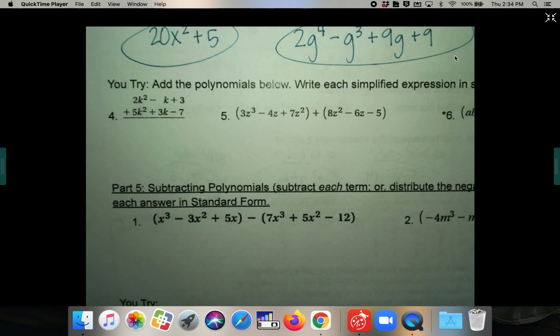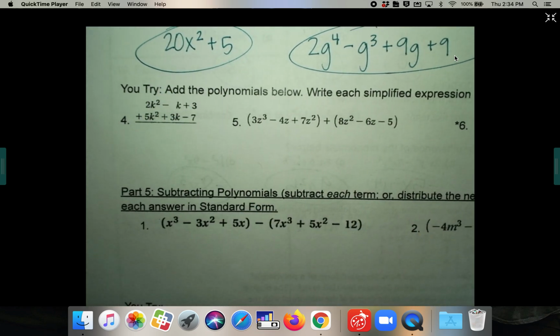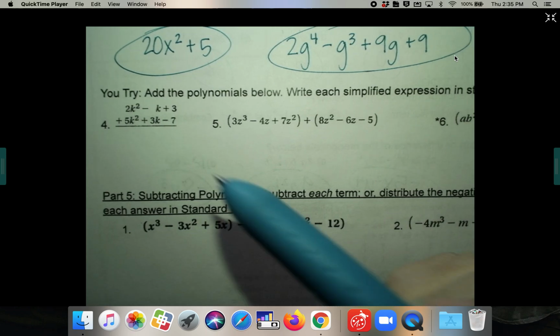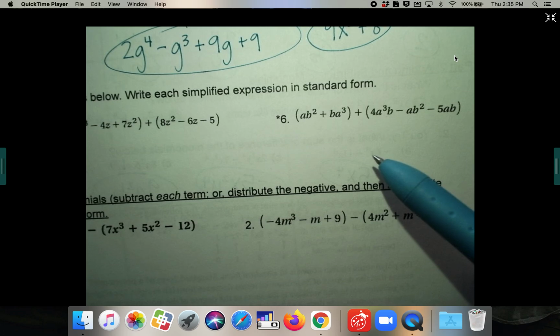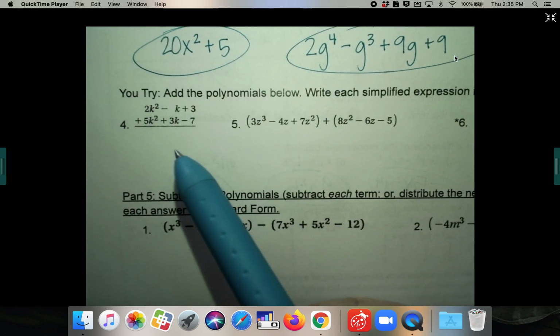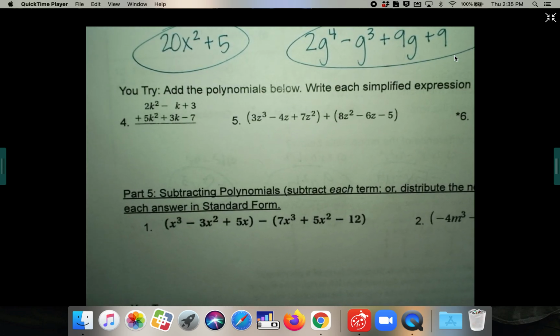All right. Oh, this is a you try, so this is a good time to push pause on the video and try 4, 5, and maybe 6, but there's a little star by it because it's a little tricky. So at least try 4 and 5, and then push play on the video and see if you did it right.